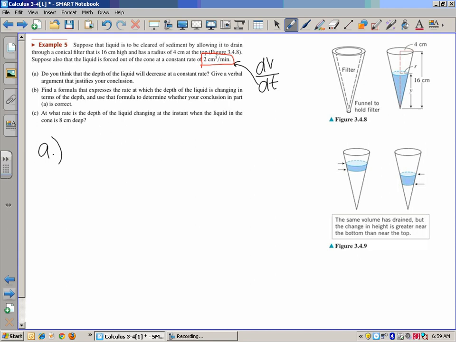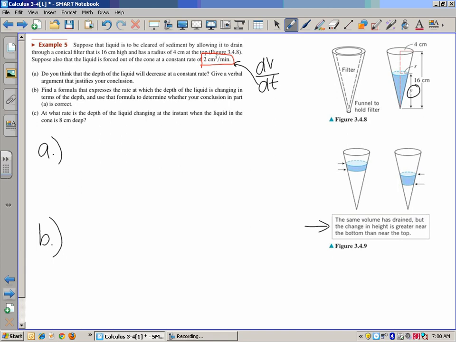Part B, find a formula that expresses the rate at which the depth of the liquid is changing in terms of the depth. So depth, according to this picture, is given as y. And so I want to know how the y is changing. Okay? And now look, this diagram is telling you something. The same volume has drained, but the change in height is greater near the bottom than near the top.